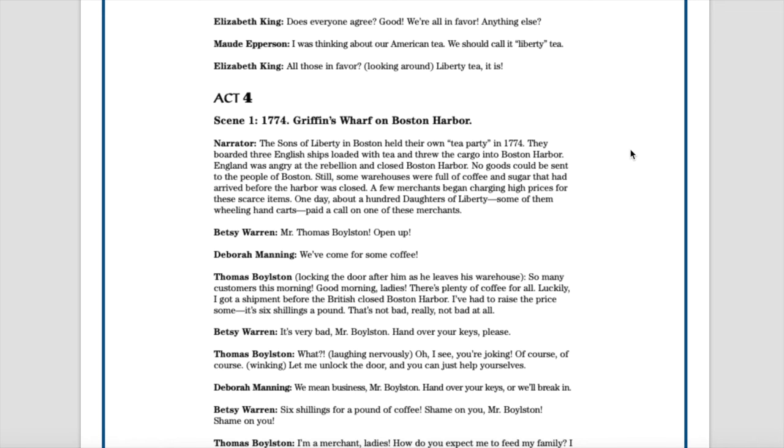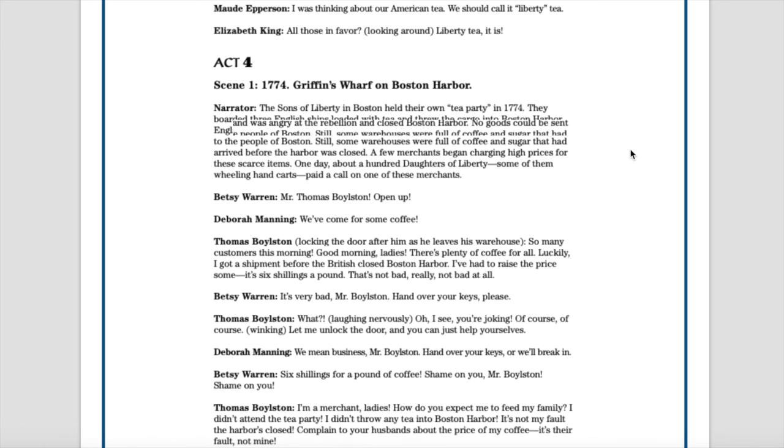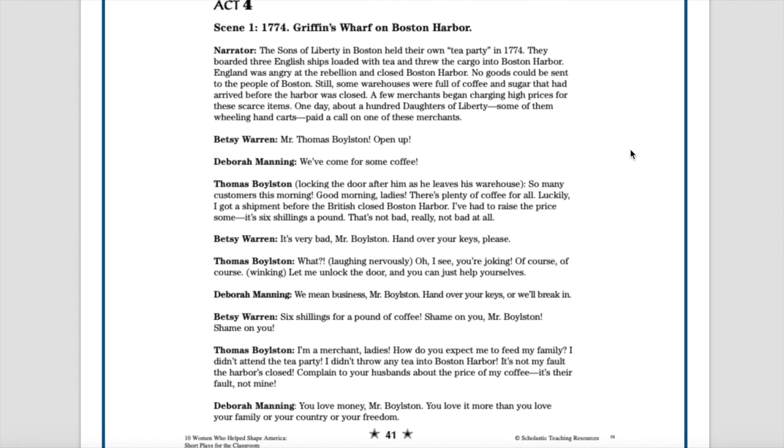So in Act 3, we saw more activism from these women in North Carolina who are now refusing to drink English tea because they are so upset that the British are taking advantage of colonists by forcing them to tax their own tea, while tea from England is very cheap and easy to buy. So this activism continues all across the colonies, from Rhode Island to Boston to North Carolina. We're seeing women come together in groups called the Daughters of Liberty to stand up for what they believe is right. Act 4, Scene 1, 1774.